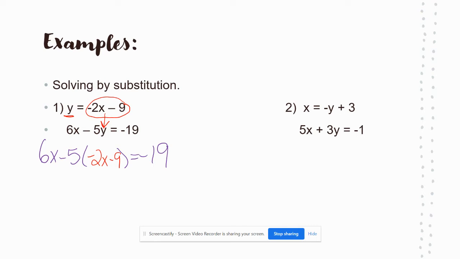Now that I've substituted that in, we get rid of the parentheses by distributing. Remember, the minus stays with the 5. We have the 6x that we bring down. Negative 5 times negative 2x is positive 10x. Negative 5 times negative 9 is positive 45. Combining like terms, 6x plus 10x is 16x.